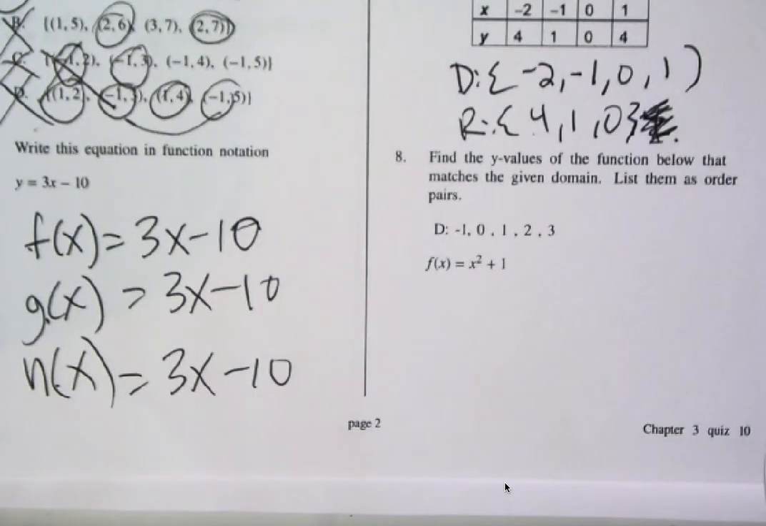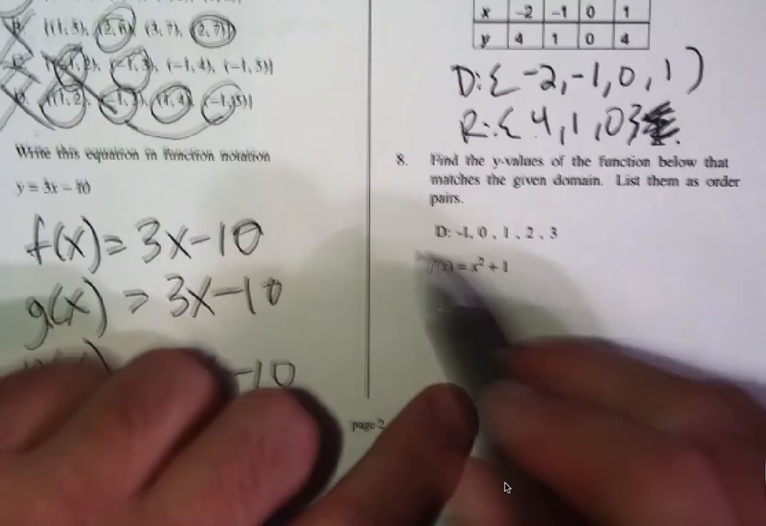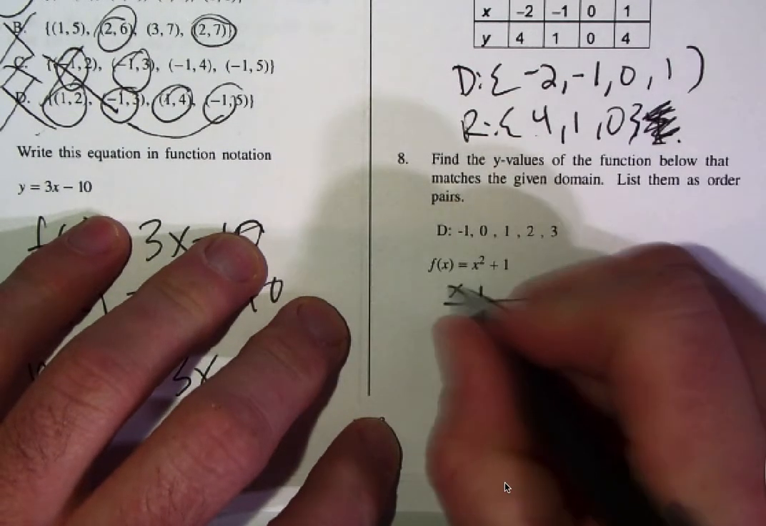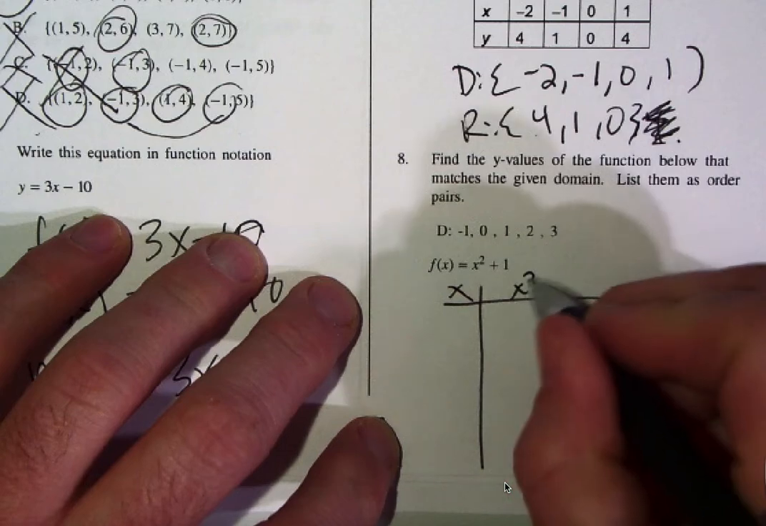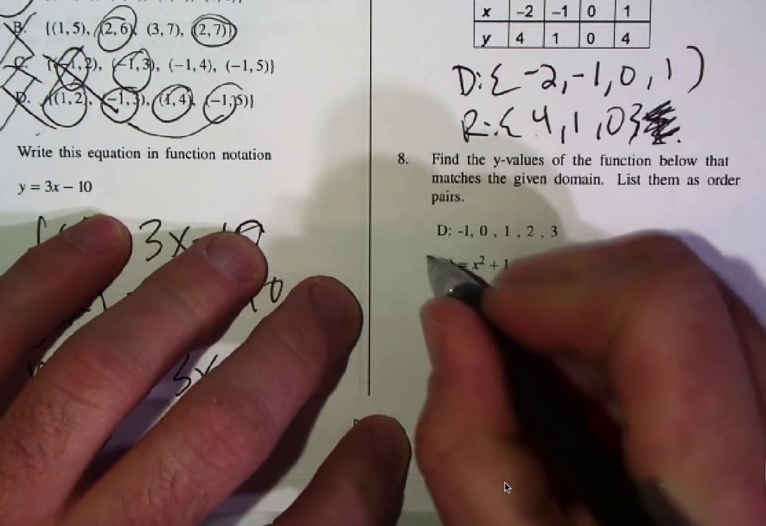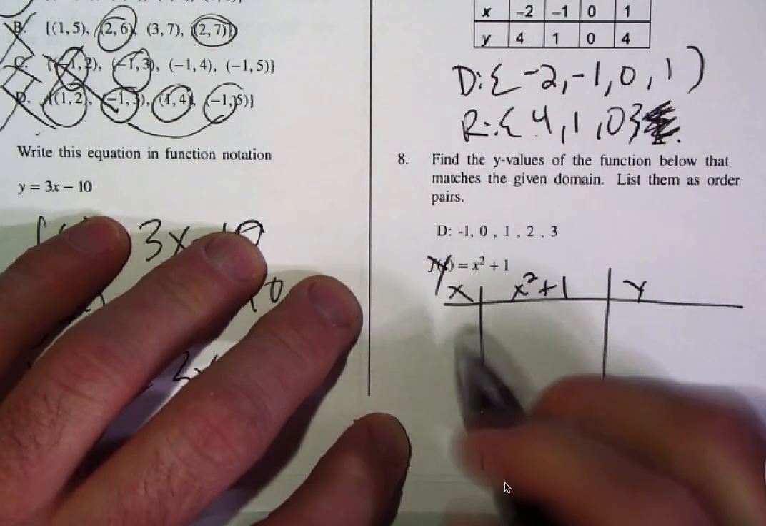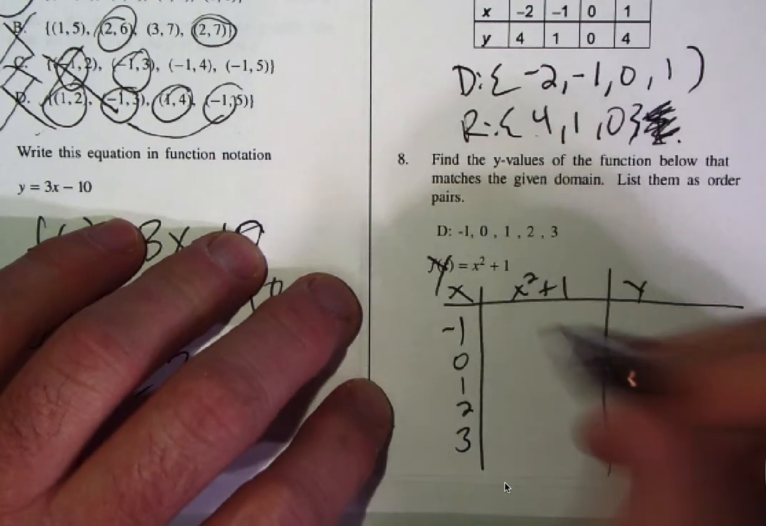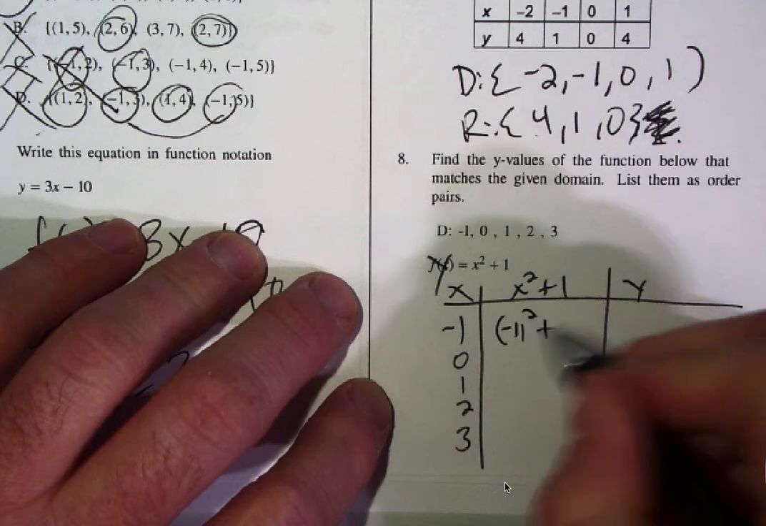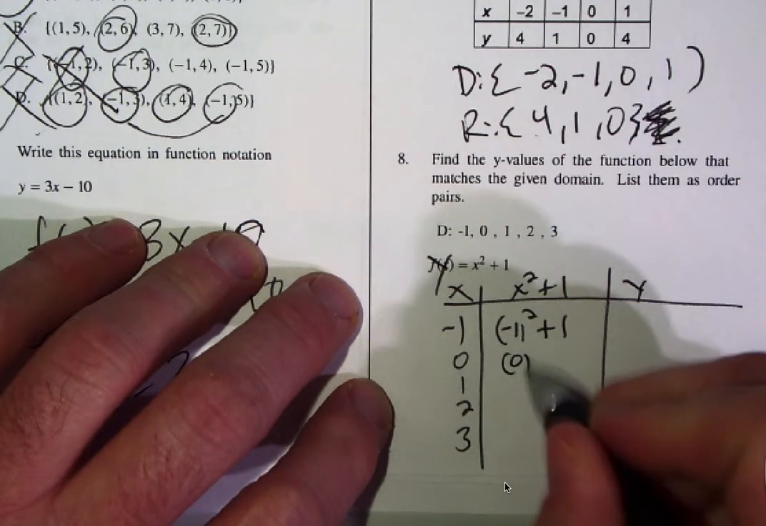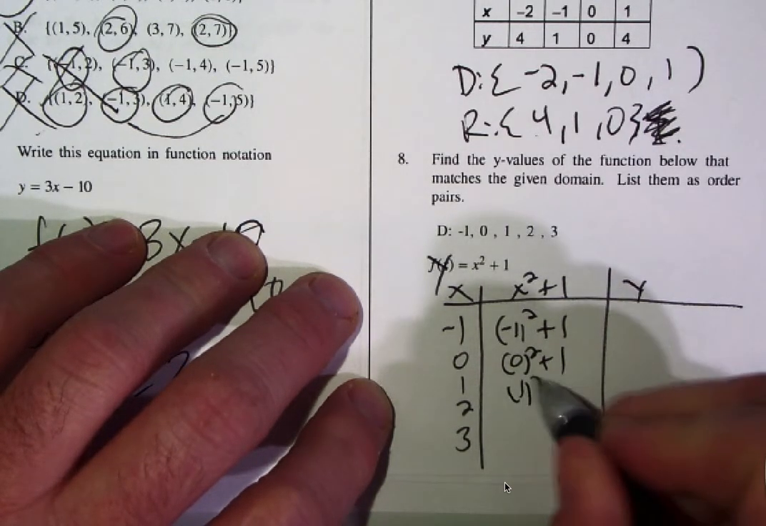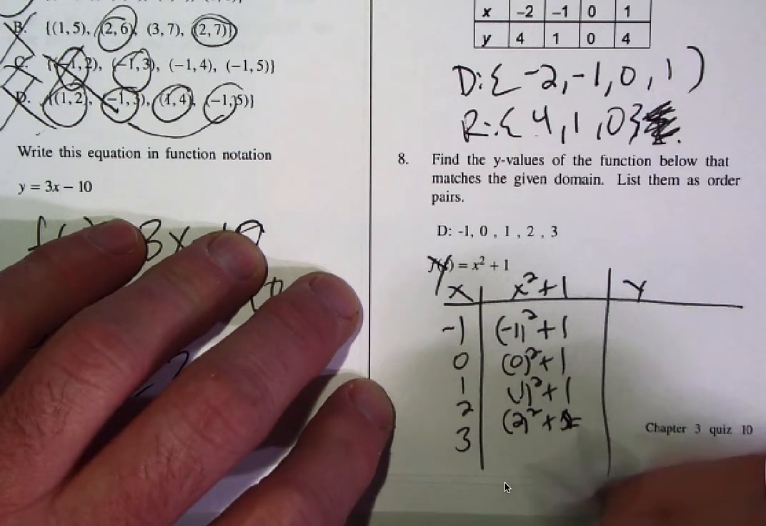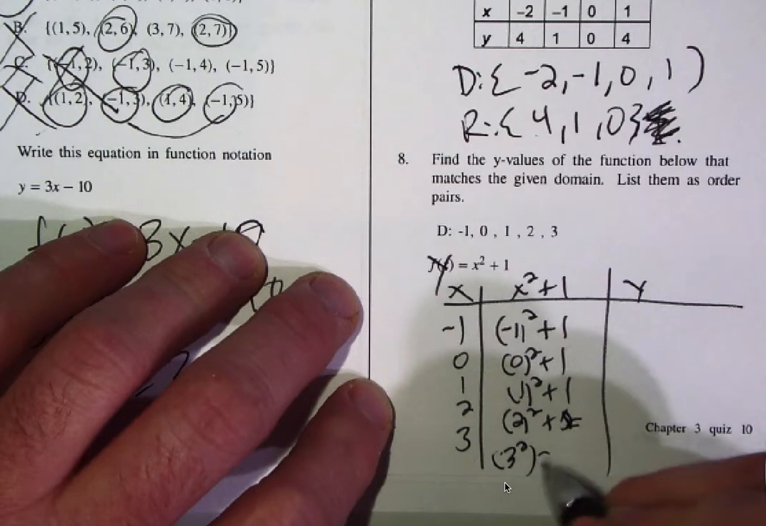Okay, number 8. Here's the domain, here's the range. It might be nice if you made a little table in your notebook to help you find the y values, which f of x is y. So again, you just plug in your value for x, wherever x is, and then you just do the math.